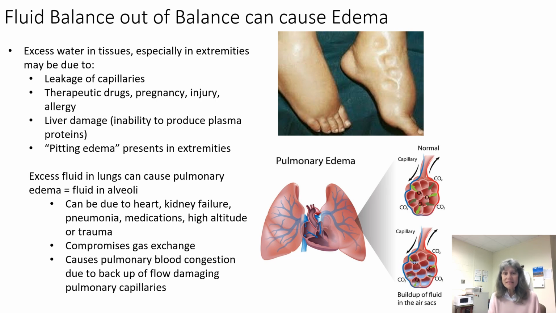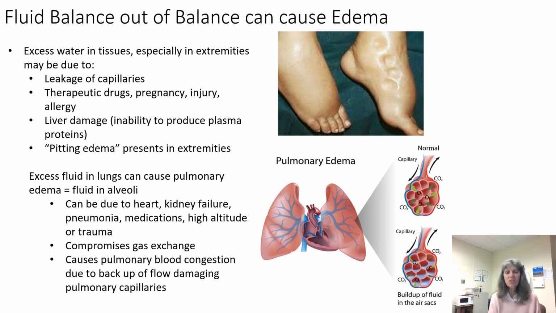Now, excess fluid in the lungs can lead to pulmonary edema, where there is an accumulation of fluid in the alveoli, which you can see in this lower right-hand picture, where the alveoli are actually accumulating fluid. And that could be due to things like heart failure, kidney failure, pneumonia, medications, high altitude trauma. Could be due to pulmonary hypertension as well. I don't think I mentioned that in this list, but that's another thing. And when that occurs, that compromises the exchange of gas that can occur in the alveoli.